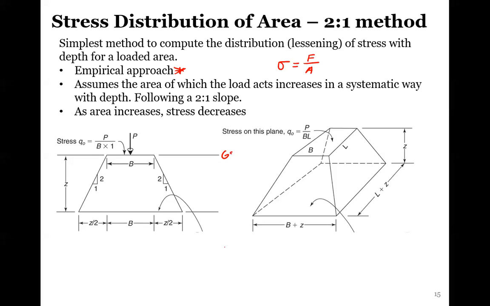So if this is the ground surface elevation, we have our original footing size. This is just a cross section of it. At a depth of Z that we care about, this hypothetical footing size has now increased in area, so the stress is being distributed with that. This follows a 2 to 1 slope, which means for every 2 feet we go vertically, this footing dimension will increase 1 foot horizontally.